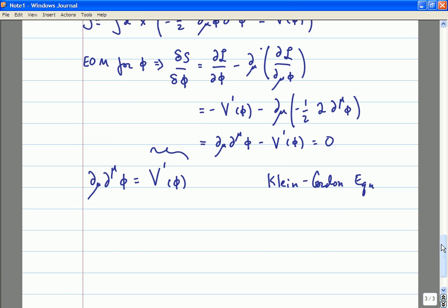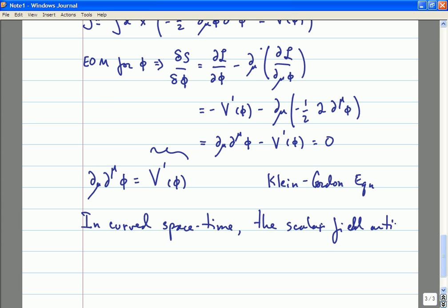Okay, any questions on this? Well, let's go ahead and couple this guy to gravity. So, in curved spacetime, the scalar field action is found by using, again, as usual, our principle of minimal coupling.